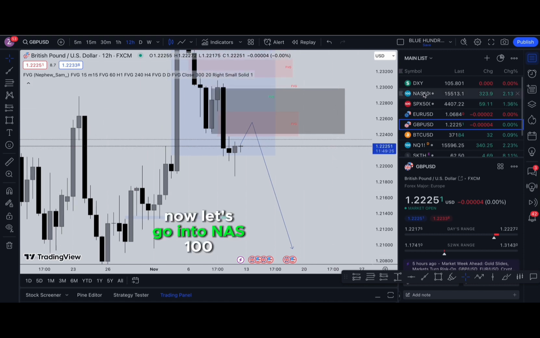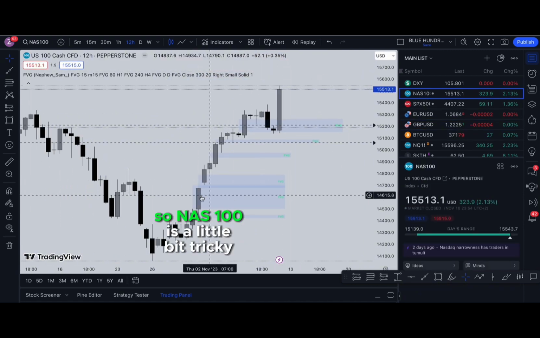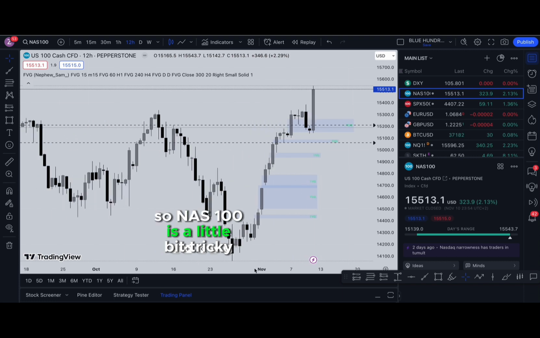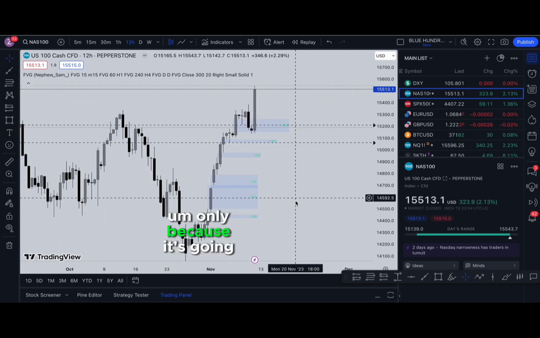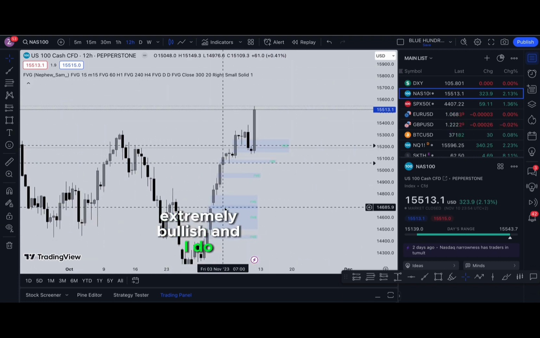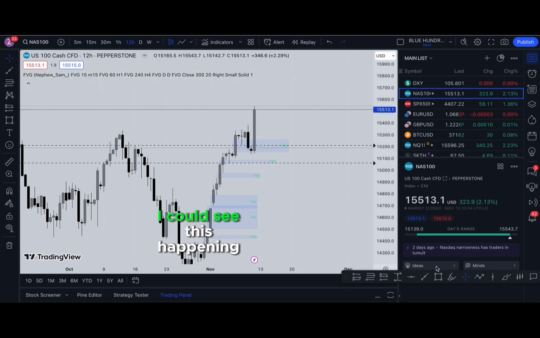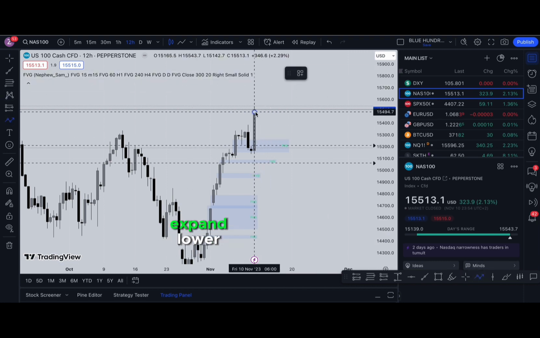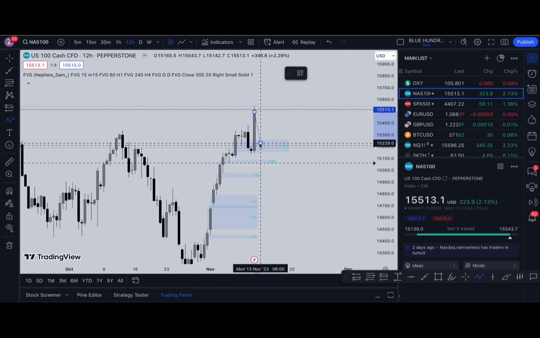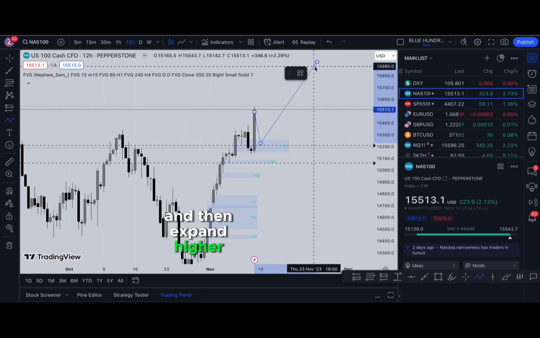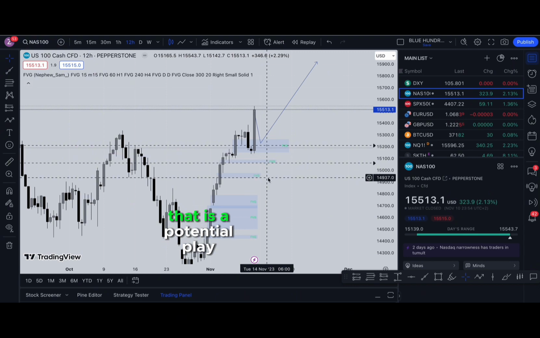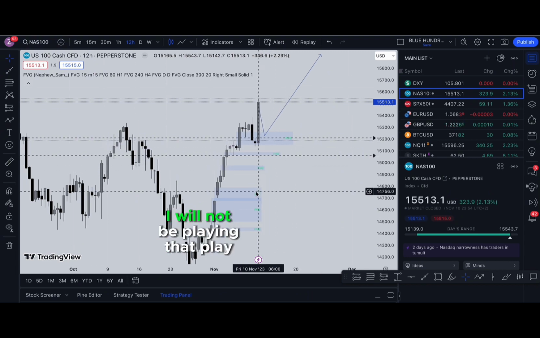Now let's go into NAS100. So NAS100 is a little bit tricky, only because it's going extremely bullish. Now I do expect for us to fill this gap that we left here on the 12-hour. Now I could see this happening where we kind of expand lower and then expand higher, respecting this area. That is a potential play. I will not be playing that play though.